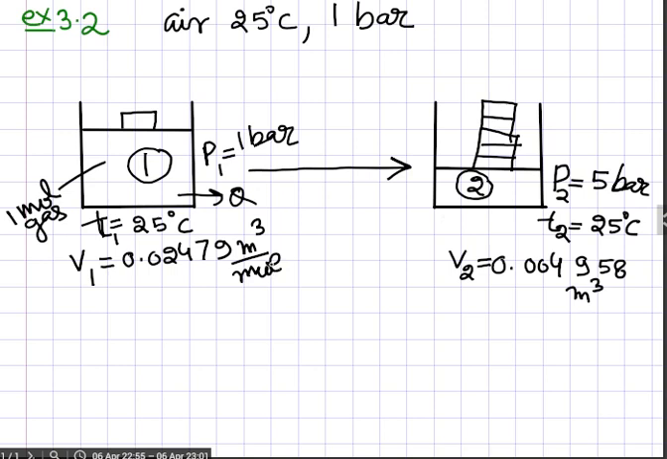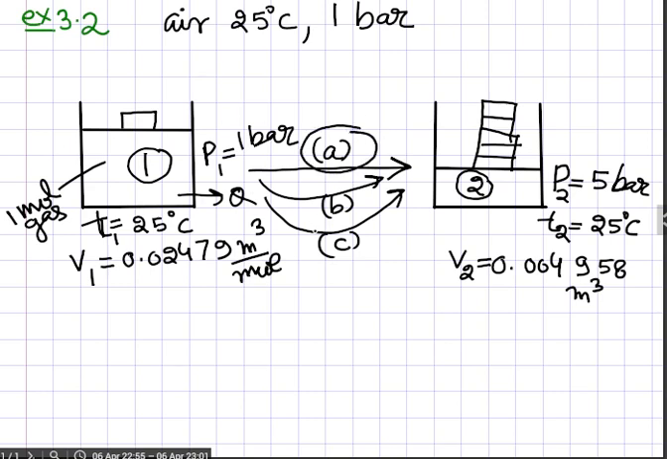Now what they have given is that this process was done 3 ways. One way is this, second way is this. In many ways this process can be done. In the book example number 3.2 you will see that all 3 processes are given, but in this lecture I will discuss only process 1 or path A.